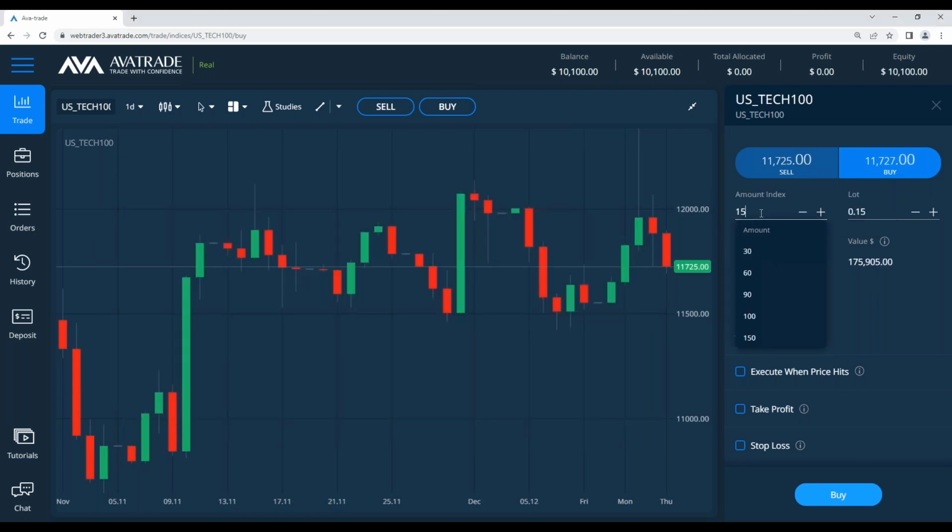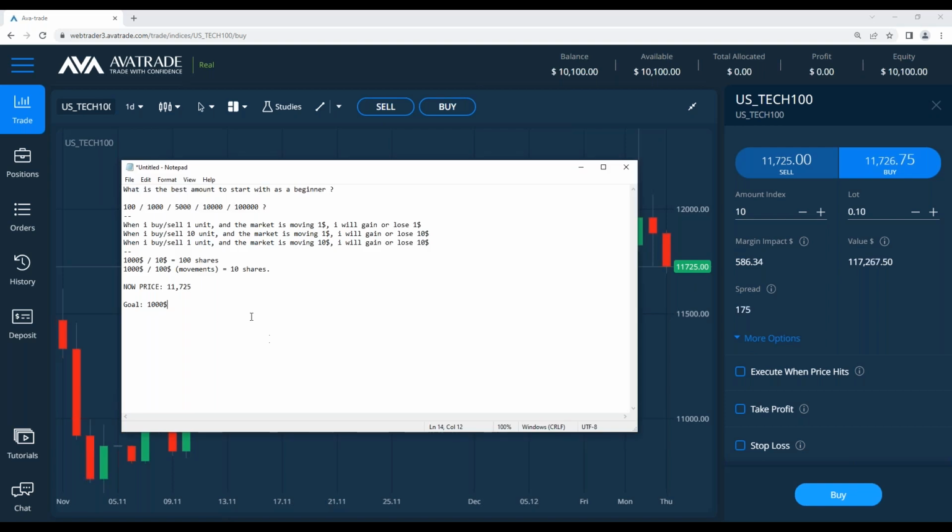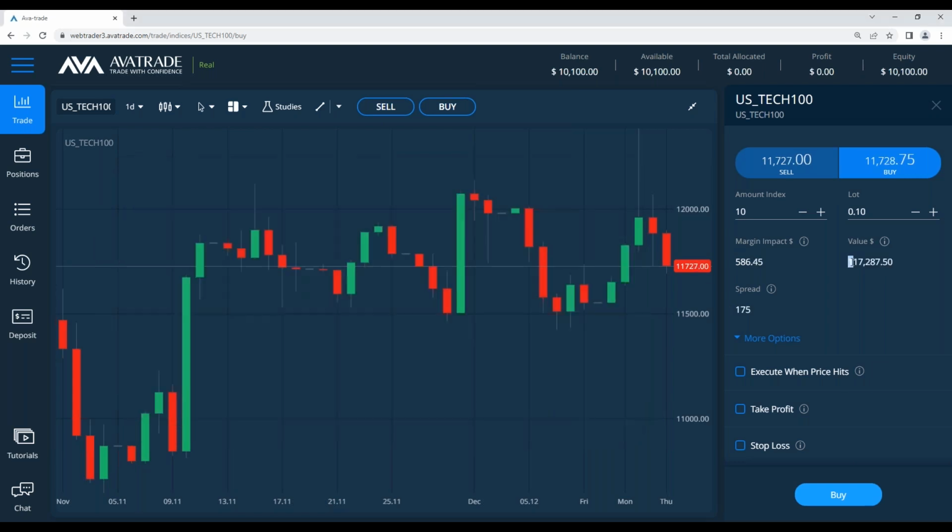Same applies about NASDAQ. Let's try 10 shares. Each share is 11,000. Let's put the value here. 11,007. Multiply by 10. How much is that? Anybody knows? So that's 110,000. I don't even have to think too much. It's already written here.